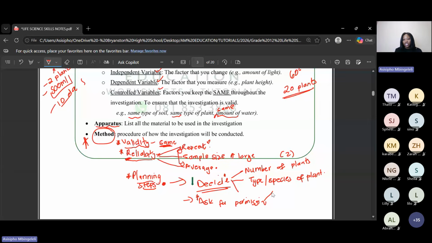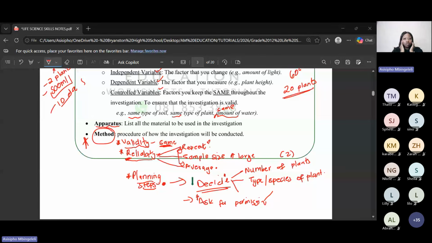If my investigation is on 5-year-old children, I cannot then say, ask the children for permission. That is wrong. I'm asking an underage person for permission. It doesn't work like that. So in this case, you will then say, ask the parents. So when we are answering investigation questions, I need you to make it feel like you are the one conducting the investigation. Do not eliminate yourself from the investigation. Be part of it. Would I ask a 5-year-old for permission? No, you would not. You would ask a parent if it has something to do with permission.